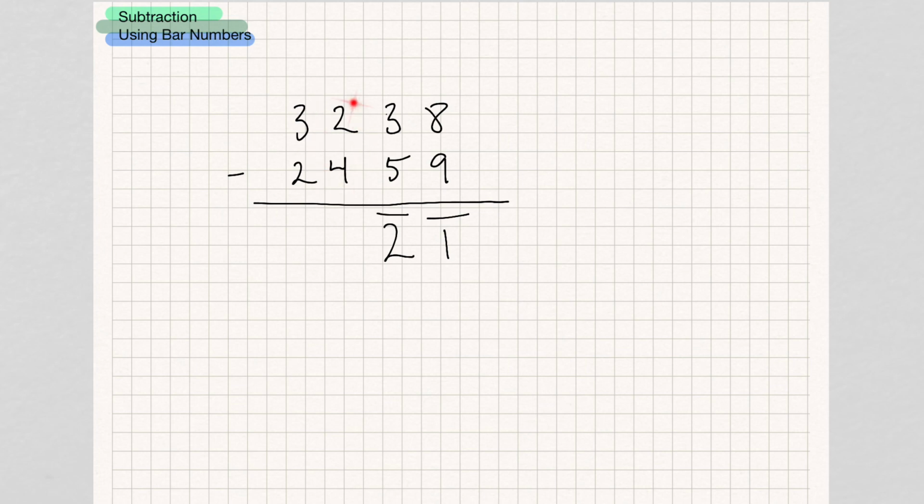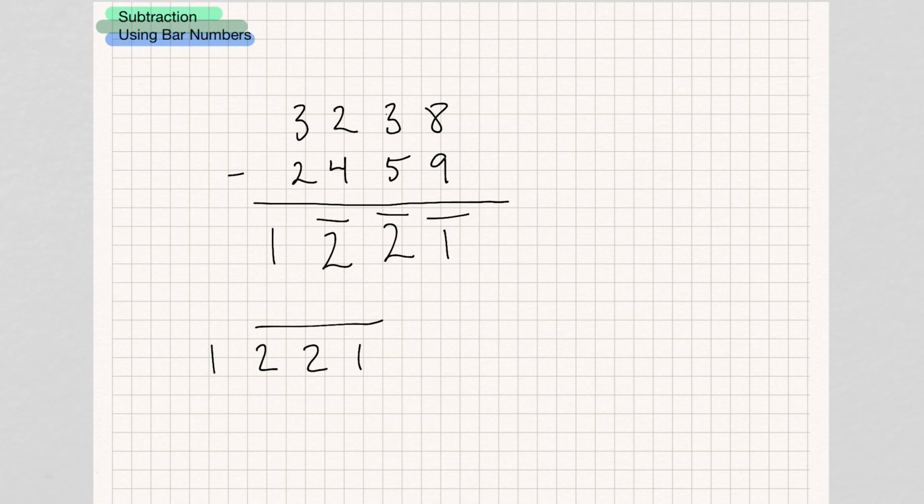Okay, same thing with this column, 2 minus 4 we can't do, but let's do 4 minus 2. 4 minus 2 gives us 2. We put a bar above it. And finally, 3 minus 2. 3 minus 2 gives us 1. So we get our answer here, 1, 2, 2, 1, with a bar above it here.